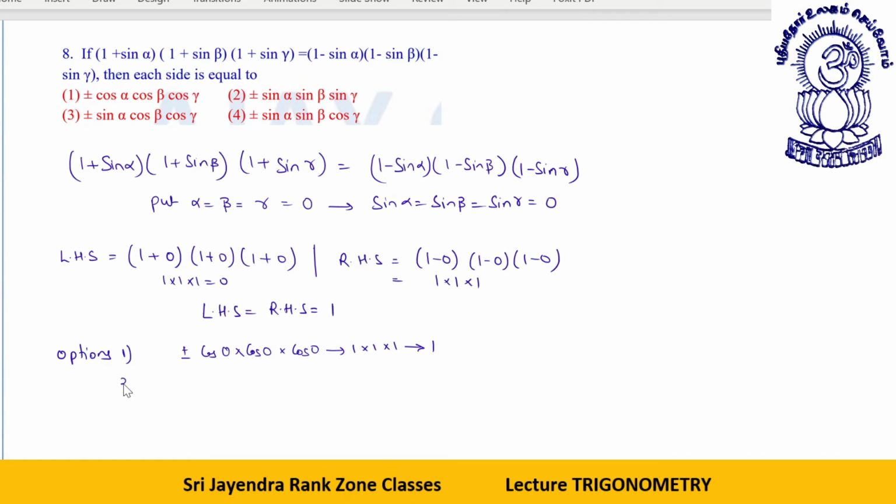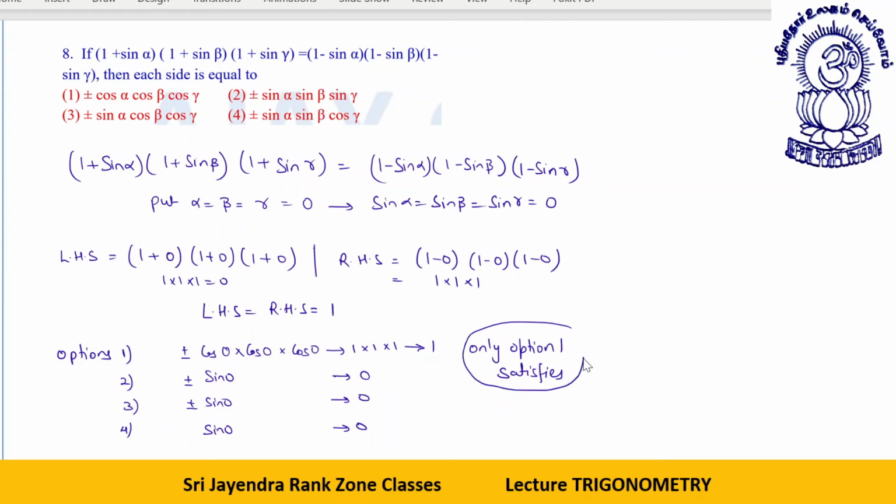Okay. Second, option number 2, plus minus. Wherever you see a sine alpha, sine 0, it directly becomes 0. Option number 3, again plus minus sine 0, this will be a 0. Fourth option, again there is a sine 0, so it is 0. So I will say only option 1 satisfies. Fine. Only option 1 satisfies. This is your answer. Take option 1 as the answer. Fine, dear students.